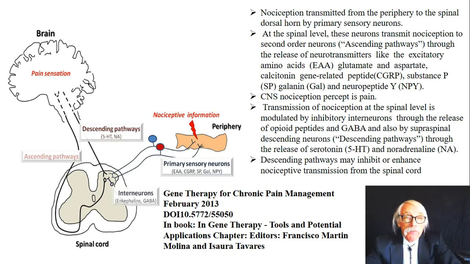Now, the transmission of nociception at the spinal level is modulated, this is just your standard understanding of what's going on here, by inhibitory interneurons through the release of opioid peptides and GABA.